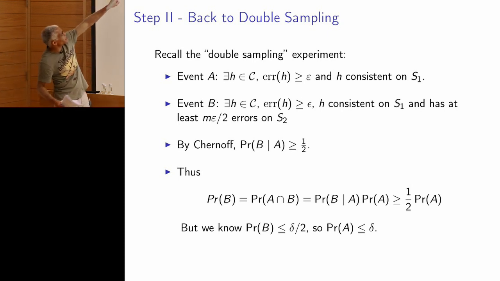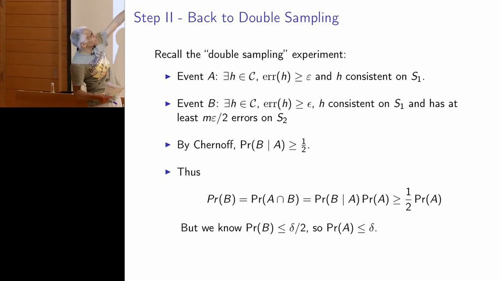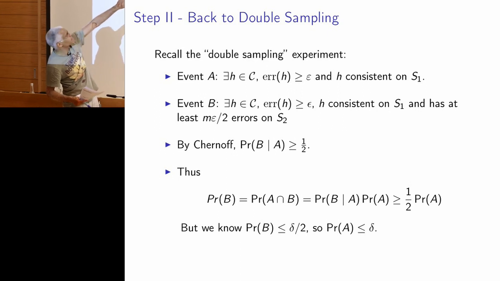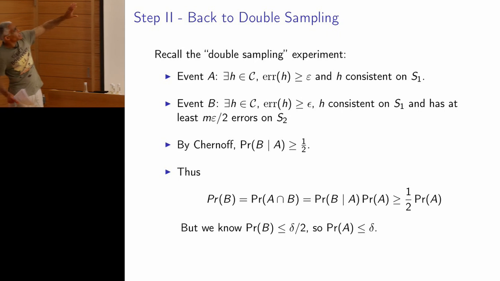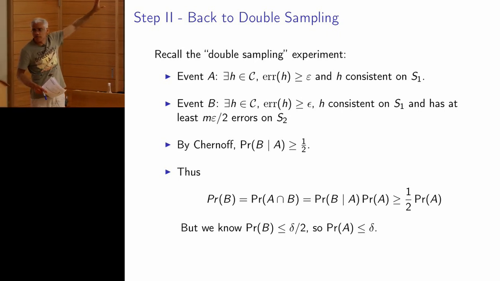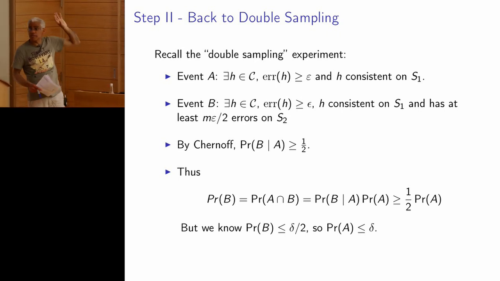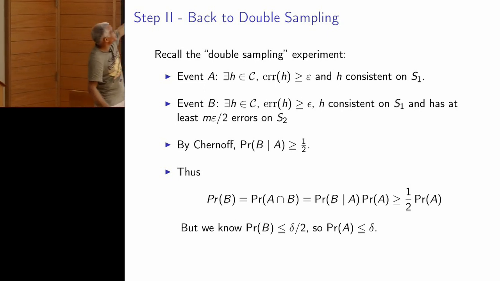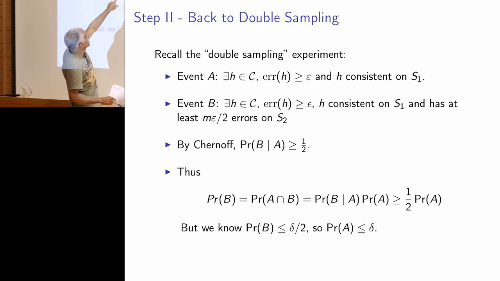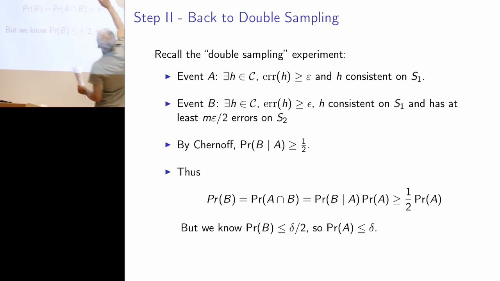There exists a hypothesis in C whose error is greater or equal to epsilon, and it's consistent with the sample I've drawn. This is the event whose probability I want to bound. And this is the event whose probability I know I can bound by the previous reasoning: the probability that there exists a hypothesis whose error is greater or equal to epsilon, which is consistent on S1, and has at least m epsilon over 2 errors on S2.